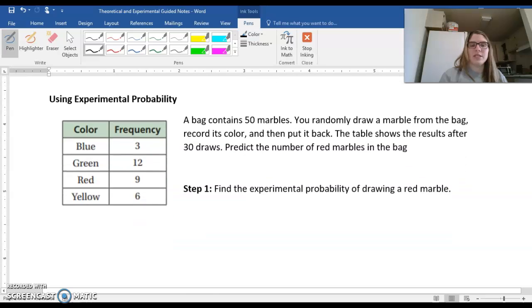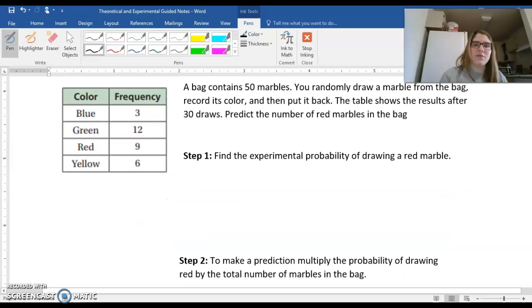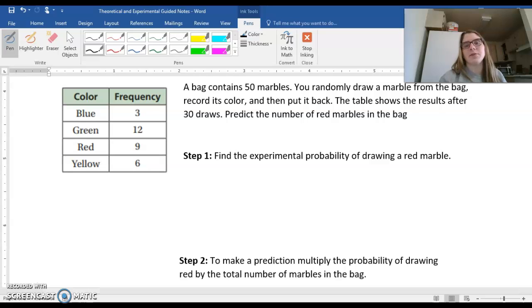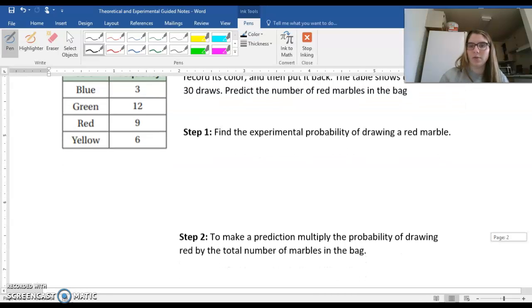All right, using experimental probability. A bag contains 50 marbles. You randomly draw a marble from the bag and record its color. Then you put it back. The table shows the results after 30 draws. Predict the number of red marbles in the bag. First, find the experimental probability of drawing a red marble.